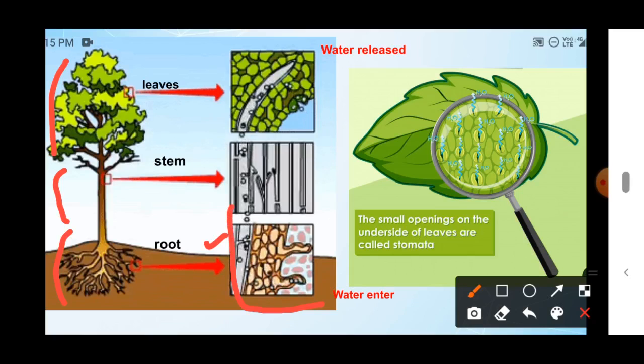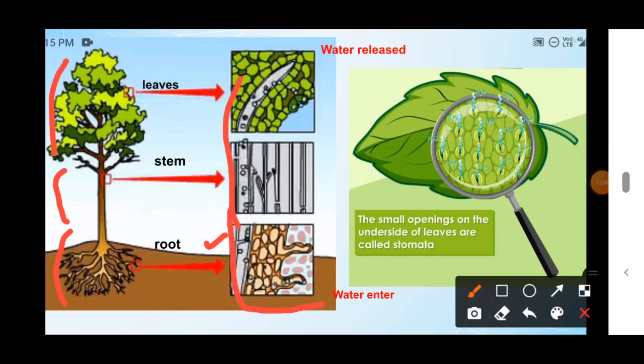Then it moves to the leaves of the plant. So the water is taken through the roots, passes through the stem, and reaches the leaves of the plants. We know that leaves are food factories, isn't it? Food is prepared in leaves. So, some of the water is used for food preparation.